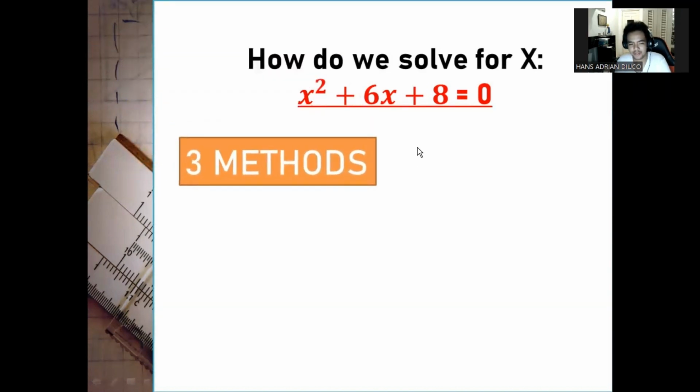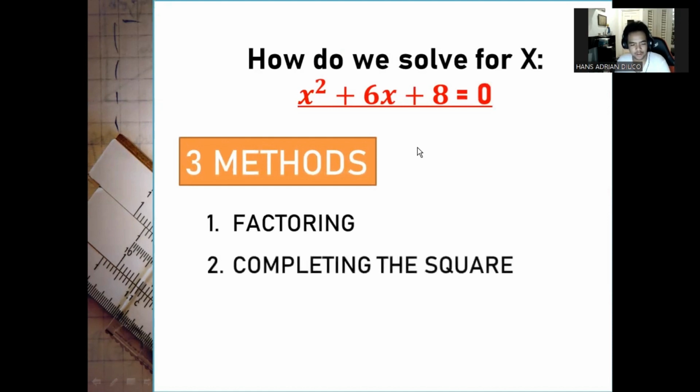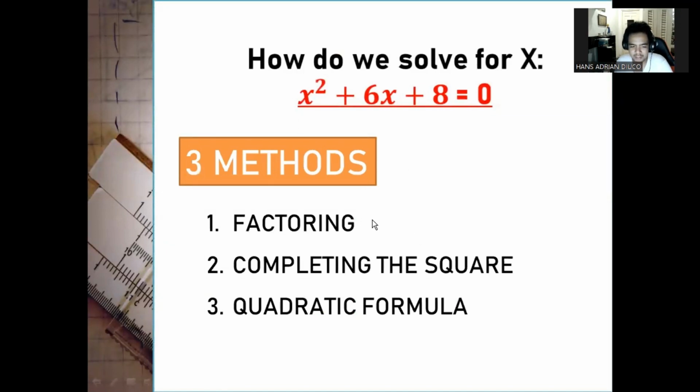Well, we have 3 methods for that. We're going to talk about the first 2 for this session. First up, we have factoring. Second is completing the square. And the third is the quadratic formula. I'm pretty sure you've heard about the third one in some forms of life.